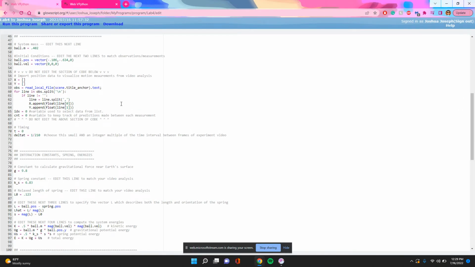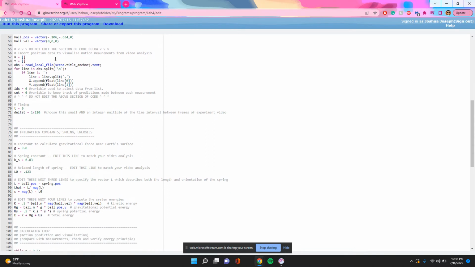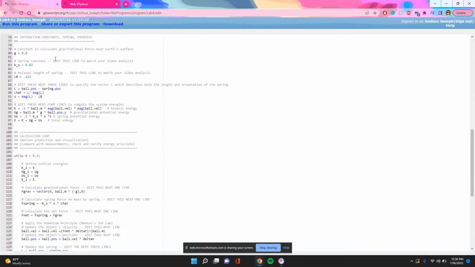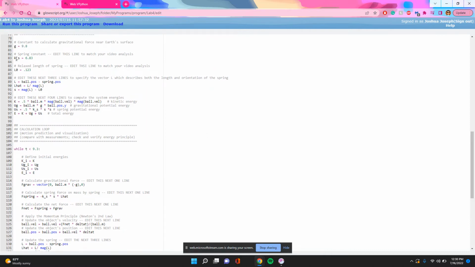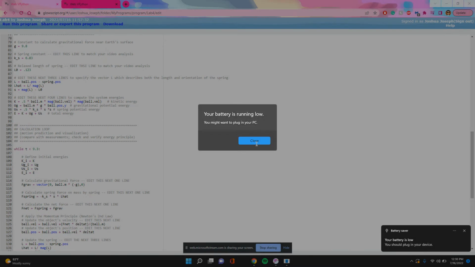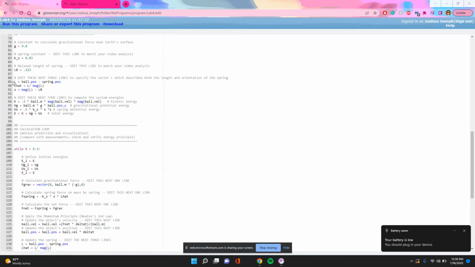When we look at the code for the computational model, we can see we updated the ball's mass to be 0.402, which we got from the pre-lecture video. The initial position of the ball we got from the tracker, and we know the ball was motionless when the video started. Now, as we continue, we have the gravitational constant, the K constant, and the L naught, all of which we got from the pre-lecture video. Then also the ball's position, L hat, and then we got the S value from there.